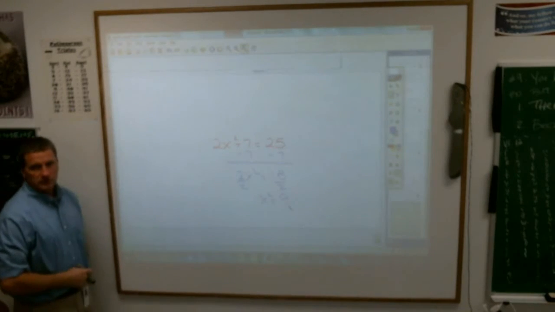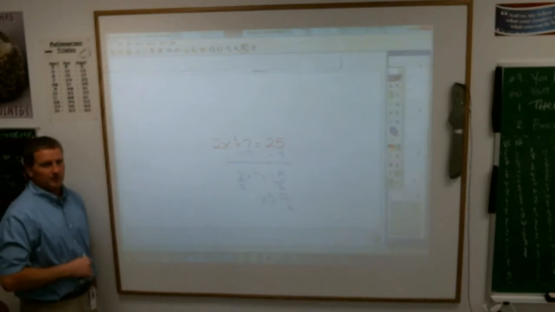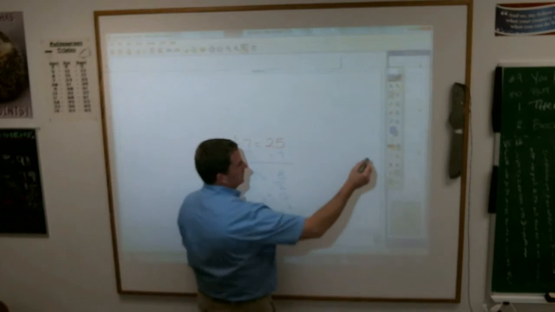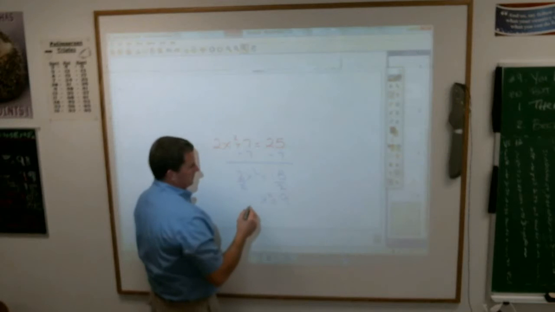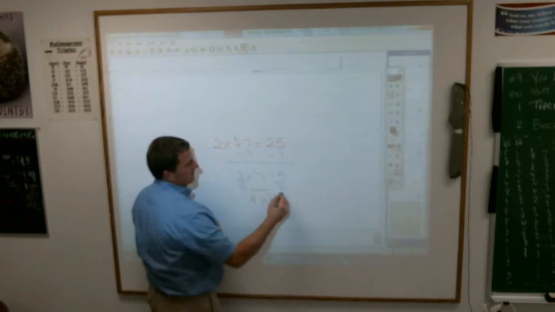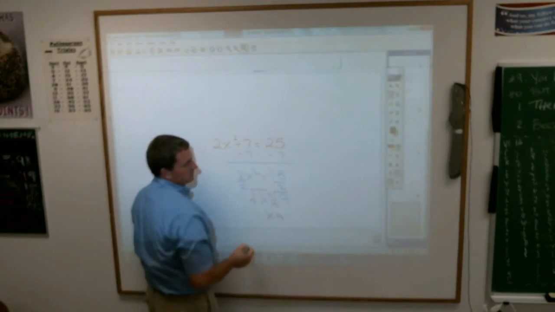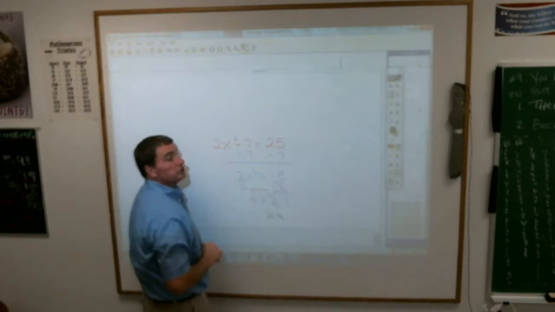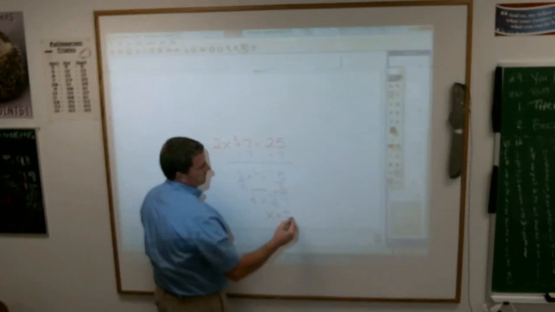Take the square root of both sides, and I'm left with x being what? Who's going to be the first person to say plus or minus 3? Plus or minus 3.